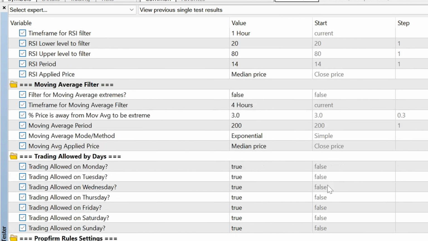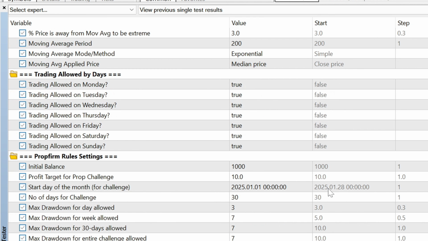And then the same for the moving average filter, but in a different way. So it looks at 200 EMA. And then we say what percentage the price needs to be away from that moving average, up or down. Let's say 3%. So if the price is that far away from the moving average, it is in an extreme condition and we don't want to be trading further, because it might revert back. Then the trading allowed by day, which is not so relevant for Forex pairs, but say Bitcoin trades over Saturday and Sunday as well, and you might not want to trade it because of lower liquidity.